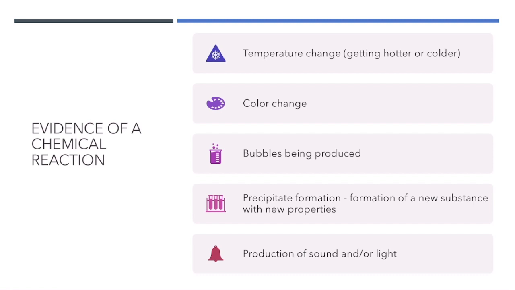A color change is also another indication. Bubbles being produced. So remember, if we're not trying to boil something, but we're mixing things together and we can see bubbles being produced in the container, that is gas that's being formed, and so that's an indication of a chemical reaction. The formation of a precipitate in a solution.